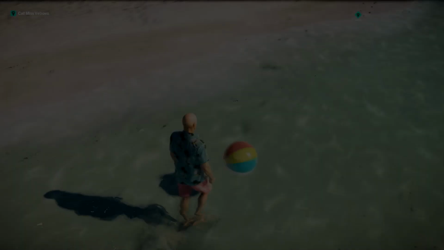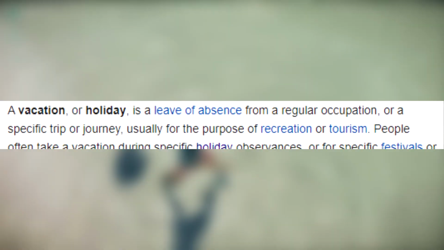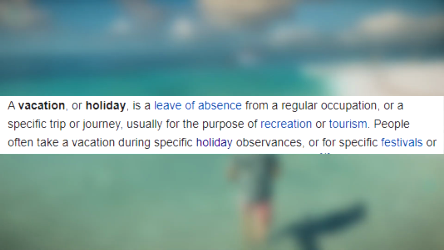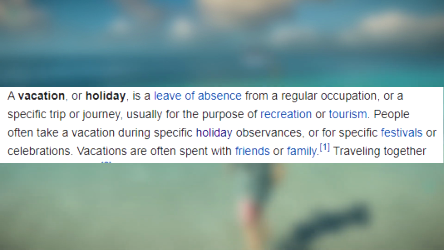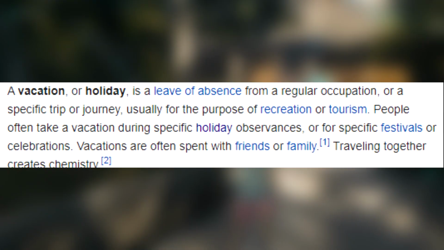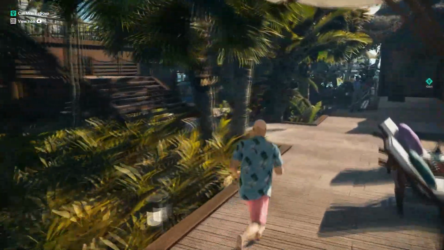Part 1. Quantitative Touristic Enjoyment. So what is a holiday anyway? According to Wikipedia, a vacation or holiday is a leave of absence from regular occupation, or a specific trip or journey, usually for the purpose of recreation or tourism. People often take a vacation during specific holiday observances, or for specific festivals or celebrations. Vacations are often spent with friends or family. Travelling together creates chemistry? Great. What? Regardless of that nonsense definition, we have to quantify what makes a good holiday.